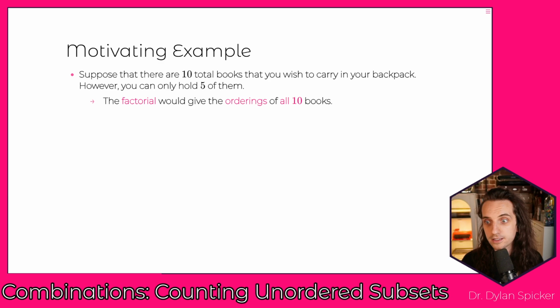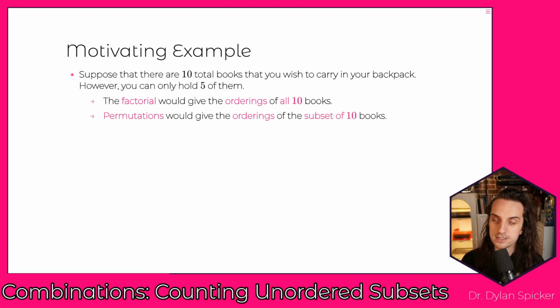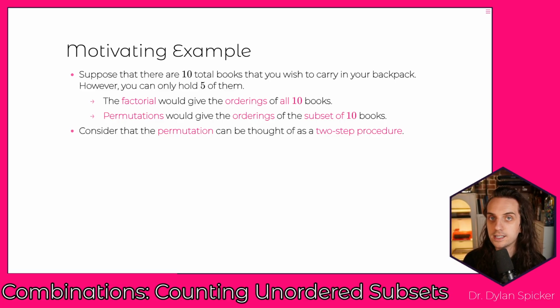So if we had taken the factorial, that would tell us how many ways we could order all 10 of them, right? 10 factorial gives us those orderings. Permutations would give us the ways that we could order the subsets of 5 of those books, right? But again, we don't care about the ordering here. But perhaps we can consider the permutation to be motivating this, right?